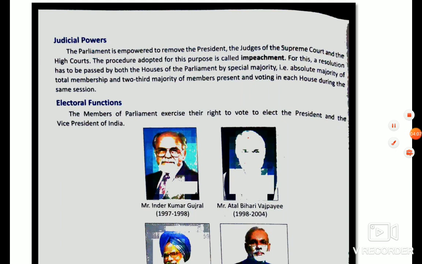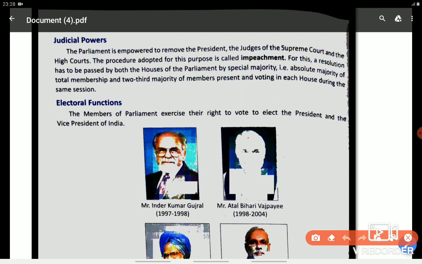Next is your judicial power. The next power and function of Union Parliament is judicial power. First power was legislative power. Second power was control over executive. Third was financial power. Fourth was power to amend the Constitution. And this one is the fifth one, that is judicial power.